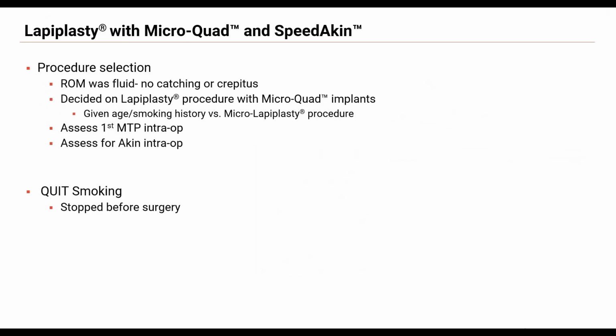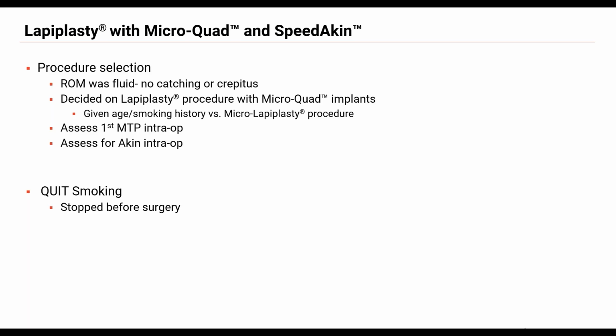For procedure selection on this, I looked at the joint itself. She had good range of motion. There was no catching or crepitance in the joint. She did have a pretty good size eminence at the dorsomedial aspect that you could see on the oblique. So I wanted to do more of a traditional Lapiplasty on this case.